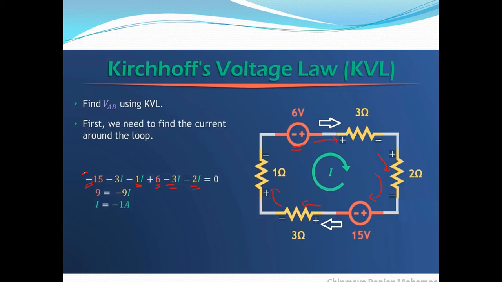Just see, this is a voltage, this is a voltage, this is a voltage. So we call it Kirchhoff's voltage law. All are voltages. Clear? So according to this figure, we calculate the value of current. What is the value of current? That is minus 1 ampere. Clear? Minus 1 ampere means our assumption is in this direction, but practically the current will flow in this direction. Clear?